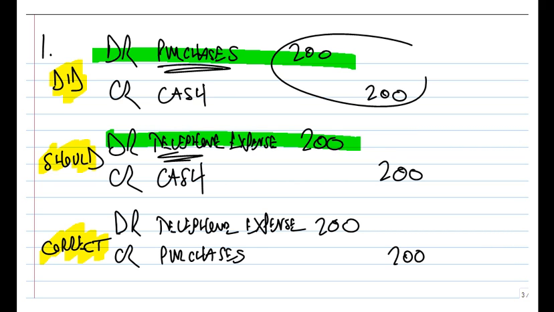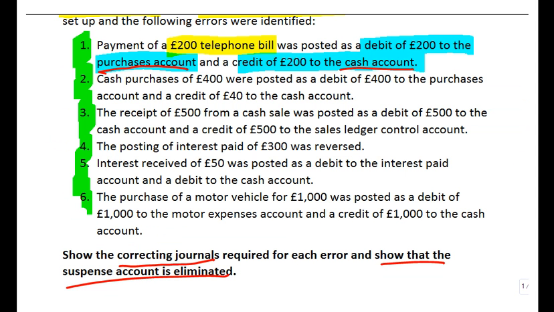Okay, so that's our first error, looking at the miscategorization of a telephone bill as purchases there. Well, what about our second error? So we've now got some cash purchases, so £400 worth of cash purchases.